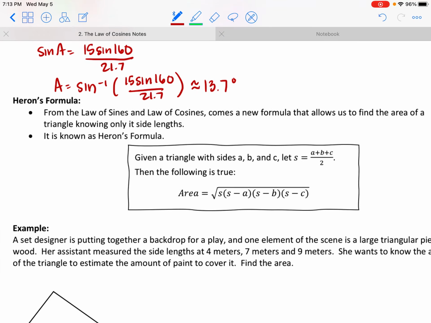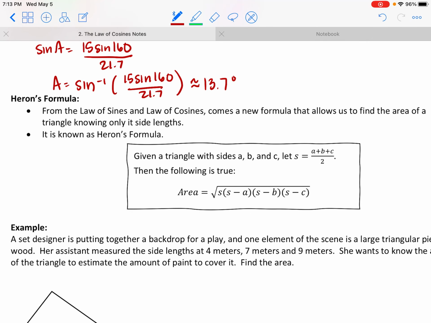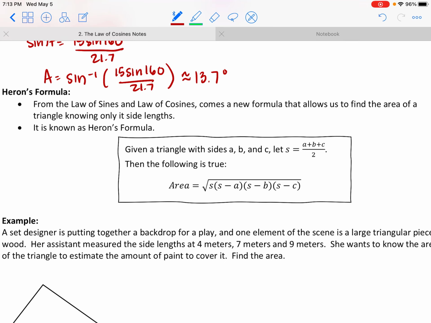So Heron's formula, it's also said Heron, tomato, tomato, up to you. From the law of sines and law of cosines, there's a super fun proof for this. And when I say fun, that's sarcasm. If you want to look it up, I did not want to bore you with that one. Where the law of cosines and law of sines is used to derive this formula, it's an interesting one. It's a little too much for us, but we just have to be able to use this formula and know that it exists.